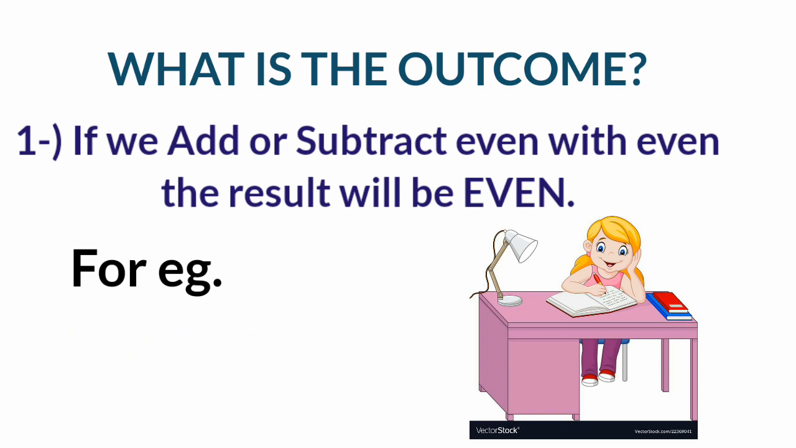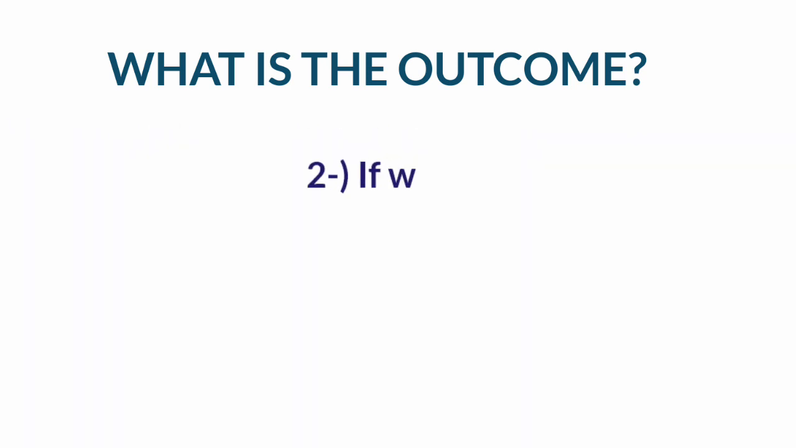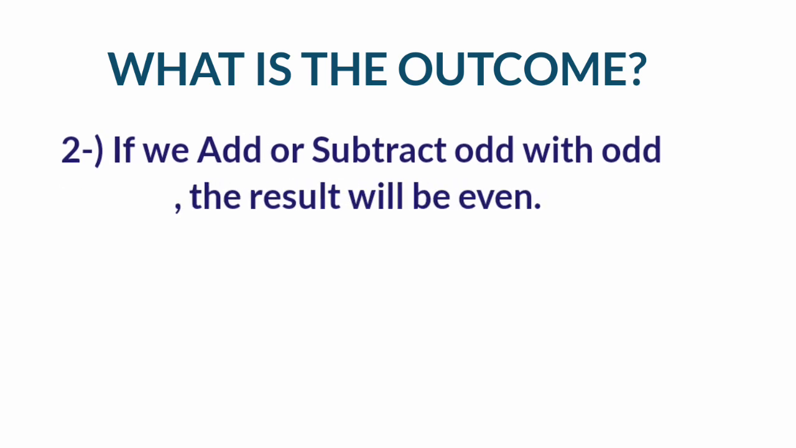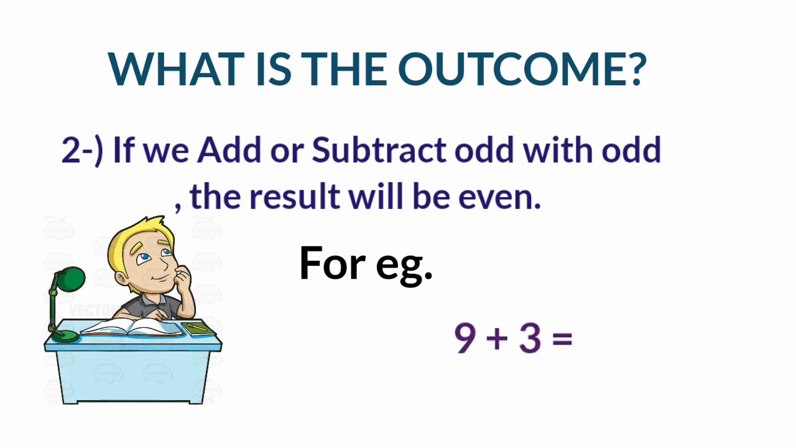Now take the example of subtraction. 10 minus 8 equals 2. 10 and 8 are both even and the result is also even, that is 2. Second, if we add or subtract odd with odd, the result will be even. For example, 9 plus 3 equals 12. 9 and 3 are both odd but the result is even, that is 12.